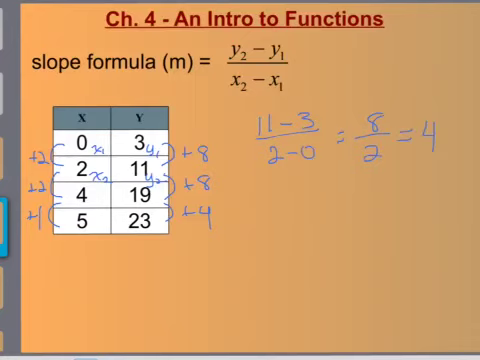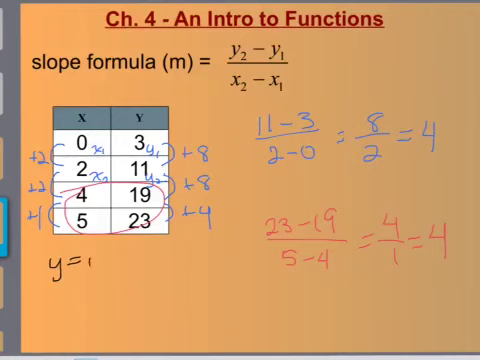Well, now let's try it with the last 2 points. So I'll make this x2, y2, and this x1, y1. This gives us 23 minus 19 over 5 minus 4, which gives us 4 over 1, which is just a slope of 4. Well, this is interesting because it's showing us that they have the same slope, which means this is a linear function.